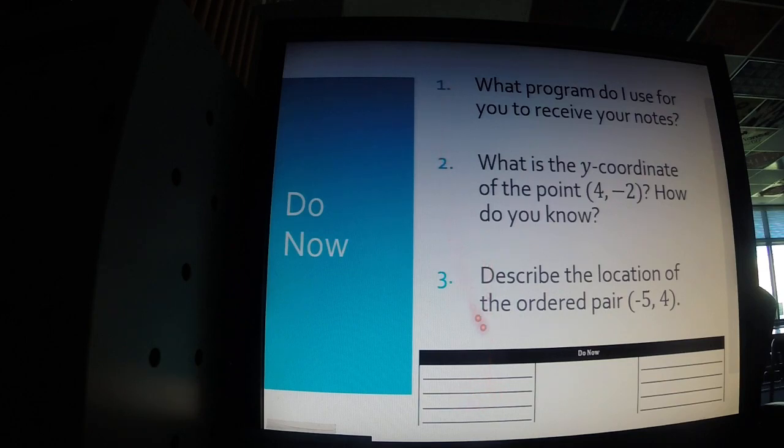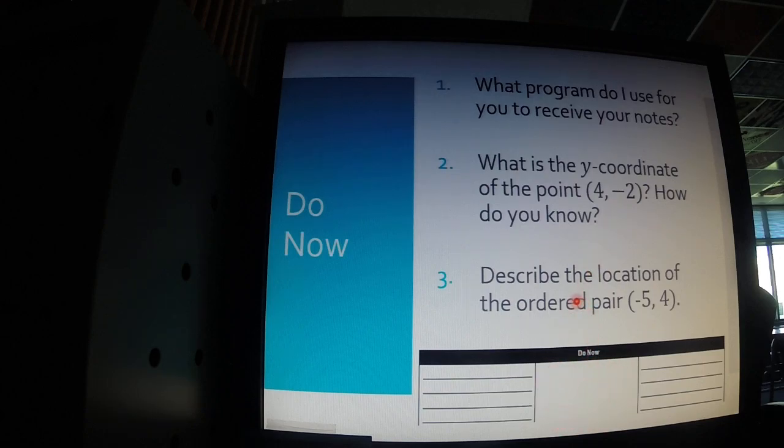So number 1 on your paper should be done in this first box. What program do I, Miss Crimes, use for you to receive your notes? And that would be the program that you logged into today and created an account. Then the second problem, what is the y coordinate for this point? In other words, which one tells you which direction to go up and down? And that one you're going to answer here.